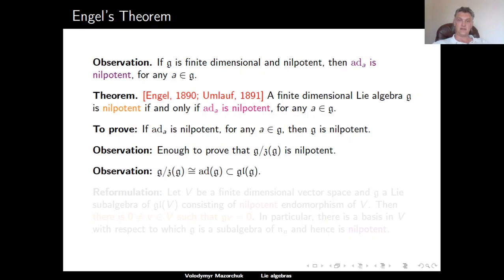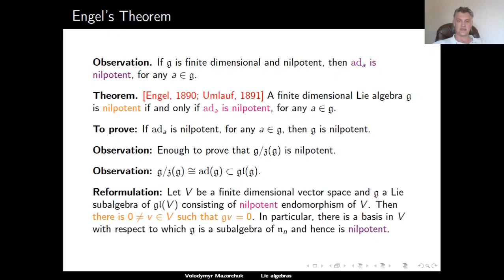Why is this helpful? This is helpful because the quotient of G modulo the center of G coincides with the image of the adjoint representation of G. So the quotient of G modulo the center is a Lie subalgebra of gl(G) given by the adjoint representation. This means that in order to prove Engel's theorem, it would be enough to prove a slightly stronger following statement. Let V be a finite-dimensional vector space and G a Lie subalgebra of gl(V) consisting of nilpotent endomorphisms of V. Then there exists a non-zero vector v in V such that Gv is equal to 0. So this means that there is a non-zero vector of V killed by all elements of G.